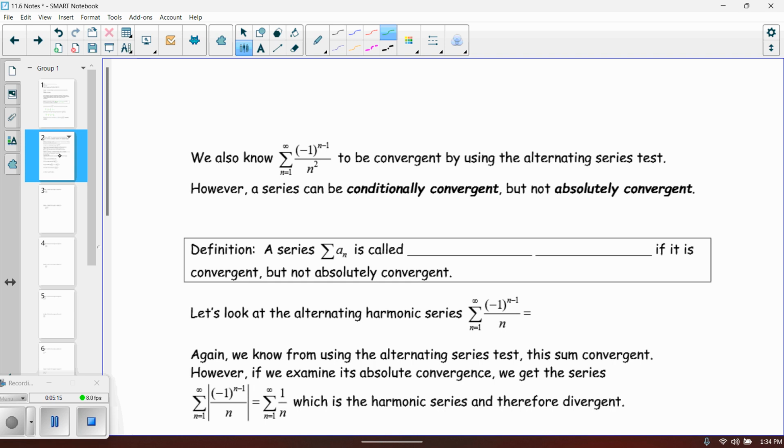That being said, a series can be what is called conditionally convergent, but not absolutely convergent. Okay, what does that mean? So a series, a sub n, notice there's no absolute value there, is called conditionally convergent.